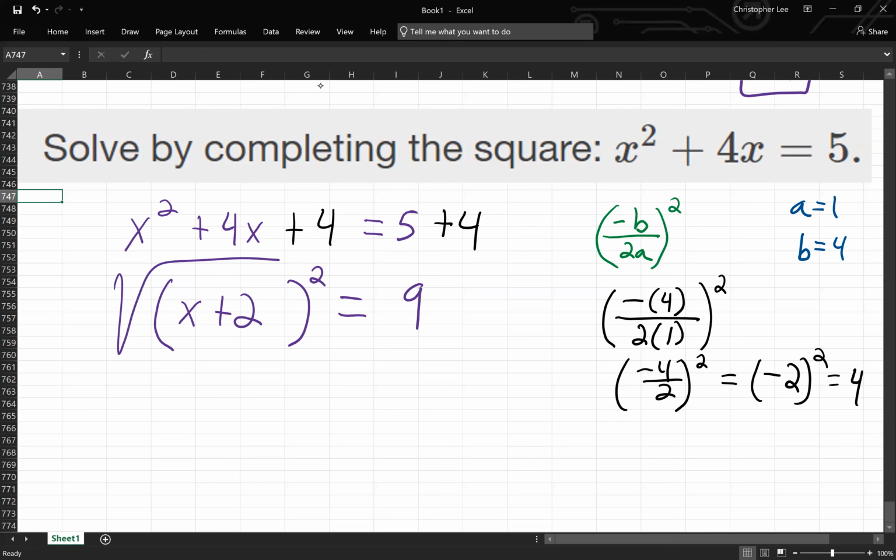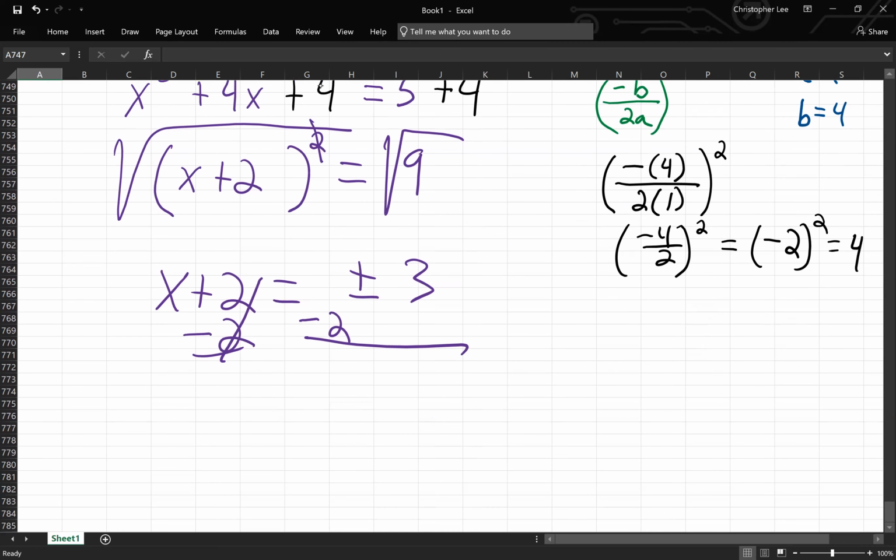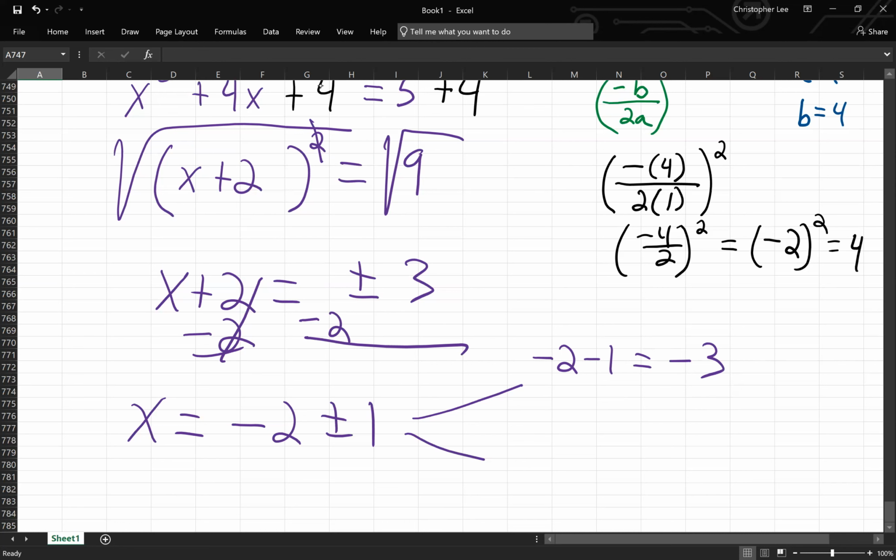Again, I want you to solve it. So I'm going to square root this over here to get rid of the square. But what I do to one side, I must do to the other. So now what do I have? x plus 2 is equal to plus or minus what? 3. Then you want to subtract 2 from over here. What you do to one side, you do to the other. So now you have x is equal to negative 2 plus or minus 3, and then you want to just solve for the two answers. One answer is going to be negative 2 minus 3, which is negative 5, and the other answer, negative 2 plus 3 equals 1.